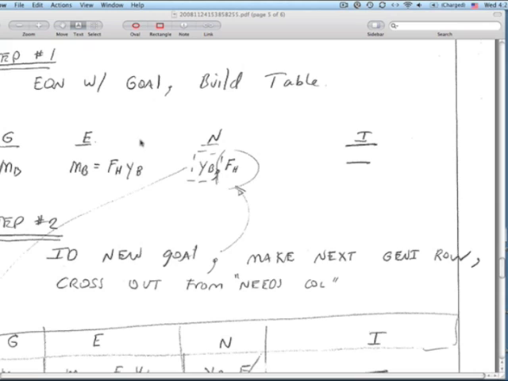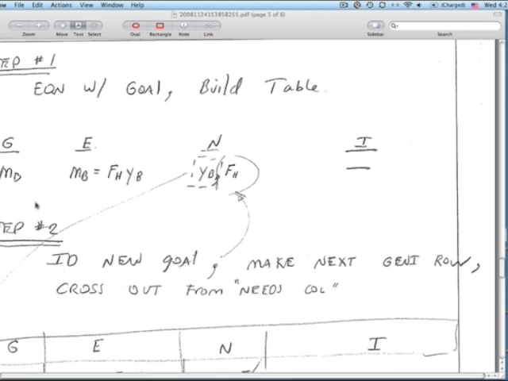Let's look at solving this problem with the Gini table. Step 1, we begin with an equation with our goal in it and build a table. So our goal is the moment at the base, and the only equation that involves our goal is the moment at the base is equal to the hydrostatic force times the moment arm. If we look at this equation, we don't know what the hydrostatic force is, we don't know what the moment arm is, so they both go in the needs column and we don't have any information.